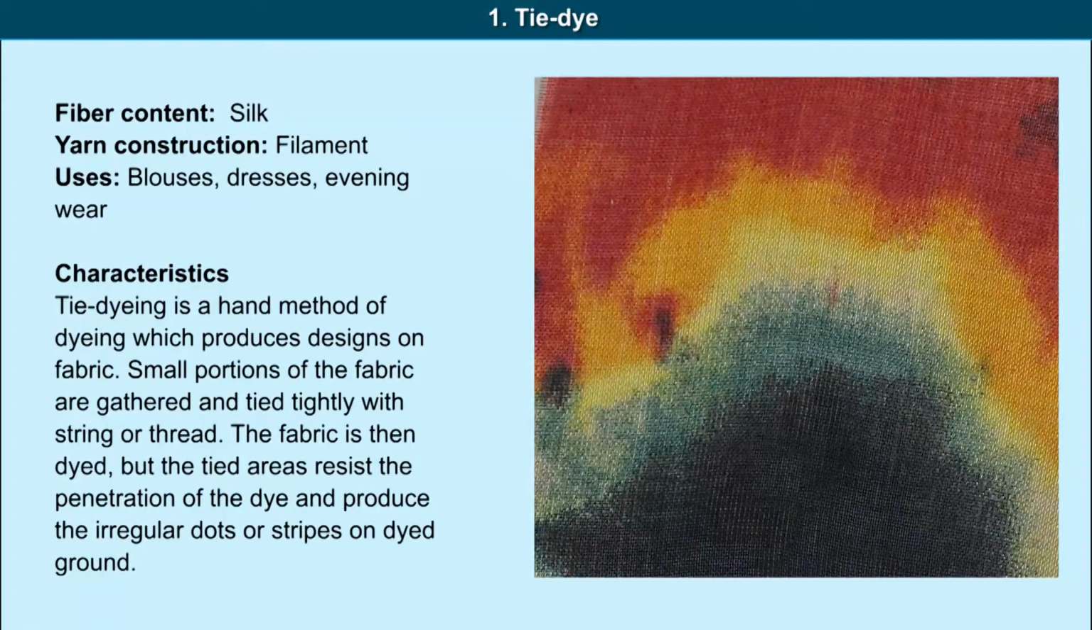Resist prints. Tie dyeing is a hand method of dyeing which produces designs on fabric. It is used in blouses, dresses, evening wear. Small portions of the fabric are gathered and tied tightly with string or thread. The fabric is then dyed, but the tied areas resist the penetration of the dye and produce the irregular dots or stripes on a dyed ground.